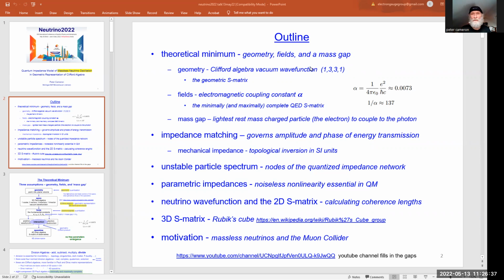So this vacuum wave function is lost in the mainstream, and likewise impedance matching. It governs amplitude and phase of energy transmission, and for a variety of reasons it got lost, but topological inversion of mechanical impedance in SI units, in any units, is a main reason. So to look at the unstable particle spectrum and the nodes of the quantized impedance network, we see they're correlated, that impedances have to be matched for the unstable particle decays.